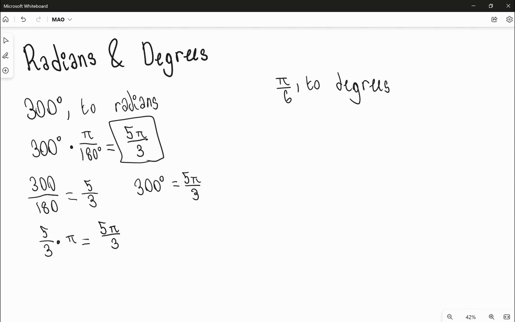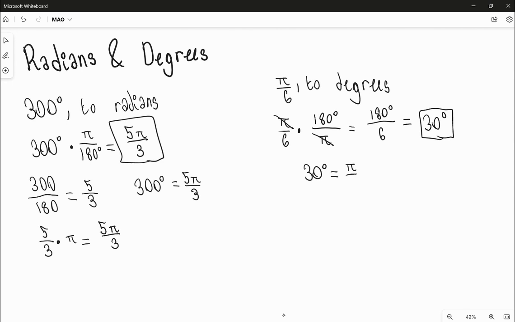So our ratio for radians, you actually have radians on the bottom because you're converting to degrees, so you have the 180 on top and radians on the bottom. This is a little bit easier because these pi's cancel out, so you get 180 degrees divided by 6. That equals 30 degrees. So 30 degrees is equal to pi over 6 radians.